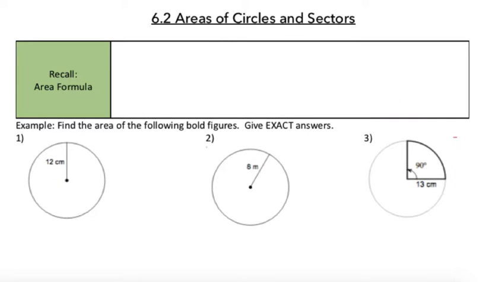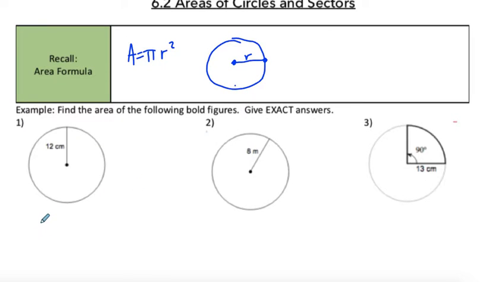So recall, the area formula for a circle is pi r squared, where r is our radius. Okay, so here's our circle with radius r. If I take pi times the radius squared, it gives me the area of that entire figure. So example, can we find the following bold figures? This is everything colored in here.